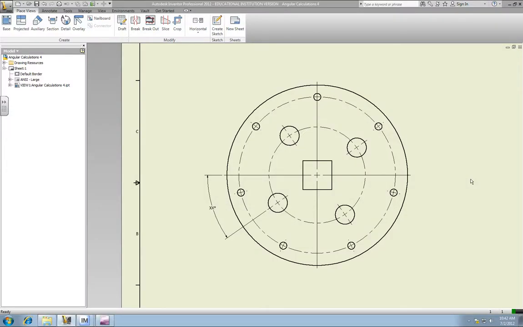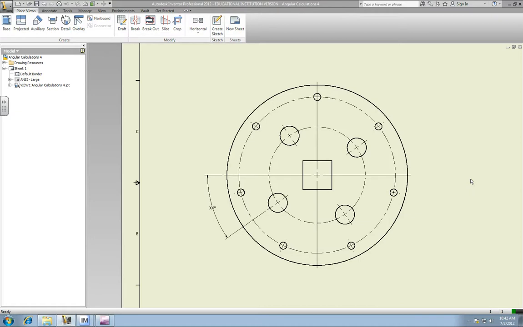This video is to help you with the Angular Calculations 4 exercise in your workbook. There are only 5 questions, but there's quite a few concepts to cover, so I want to discuss just geometry basically, and to help you understand the concepts behind what you're trying to calculate. And if you understand the concepts, you should be able to get the answer.